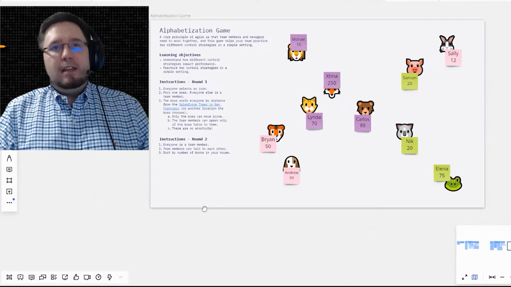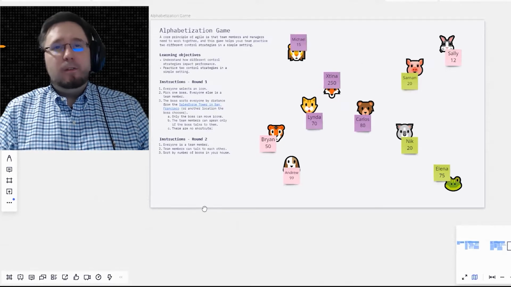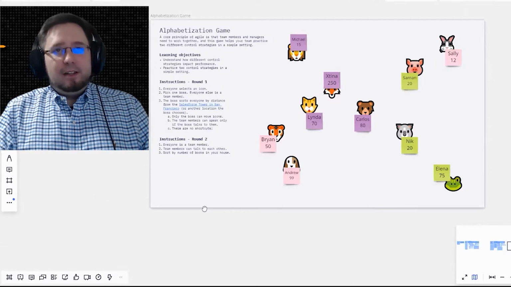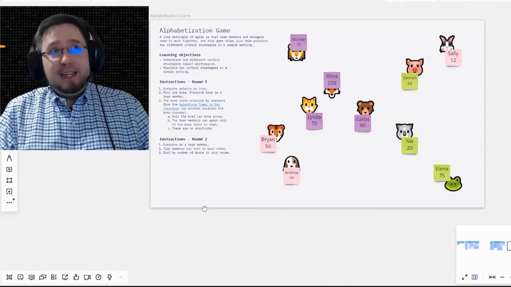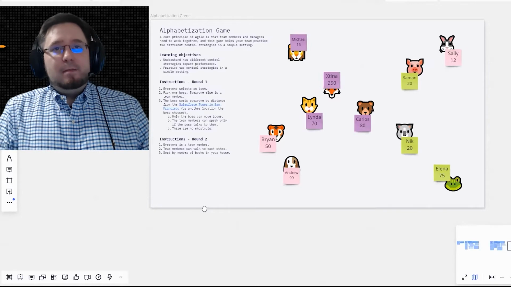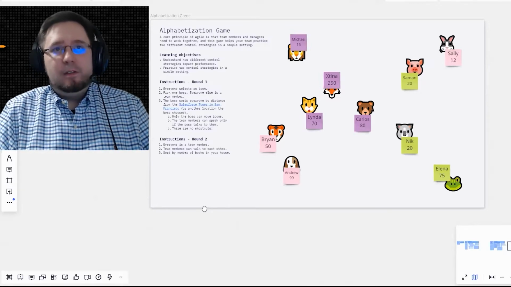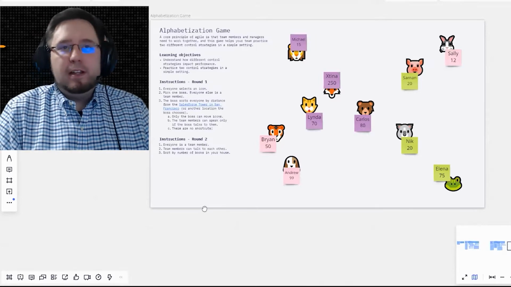Today, we have a game called the Alphabetization game. While I cannot understand the parallel to alphabetization, it still is an amazing game to learn primarily the difference between command and control and self-organizing teams.